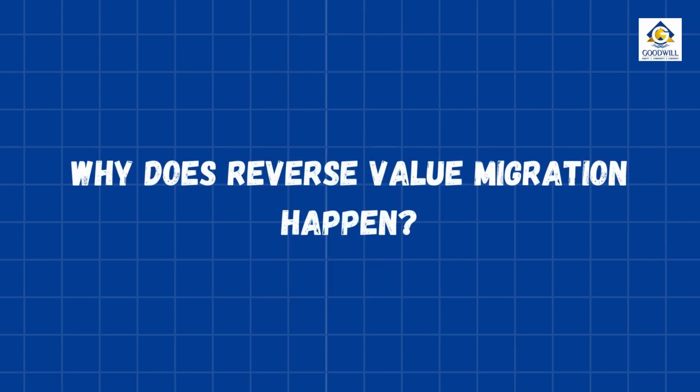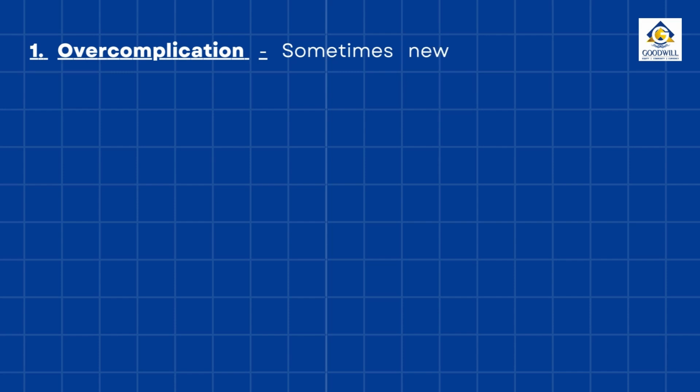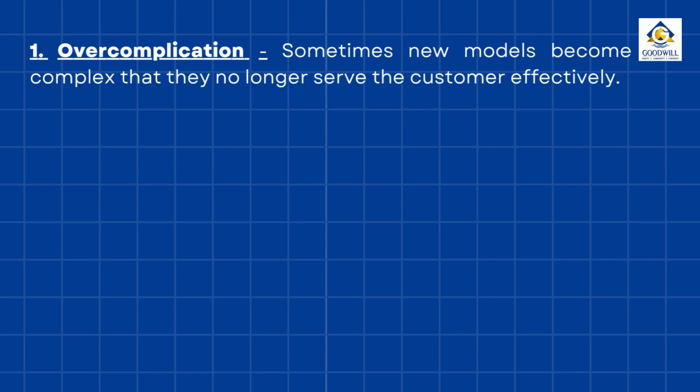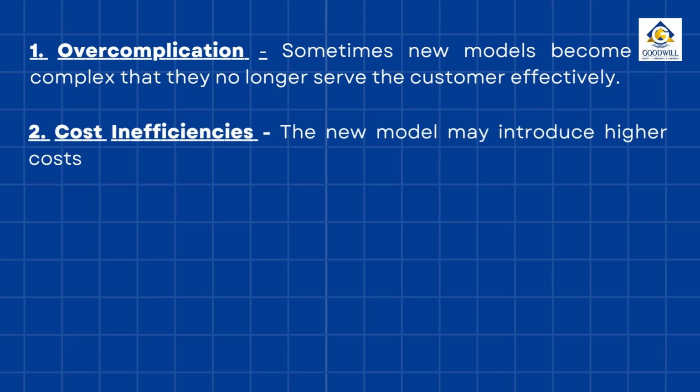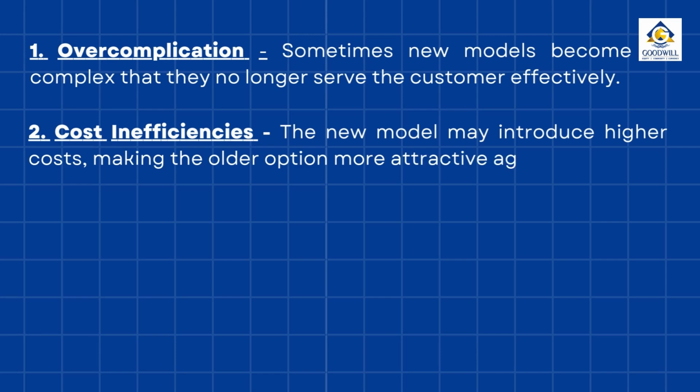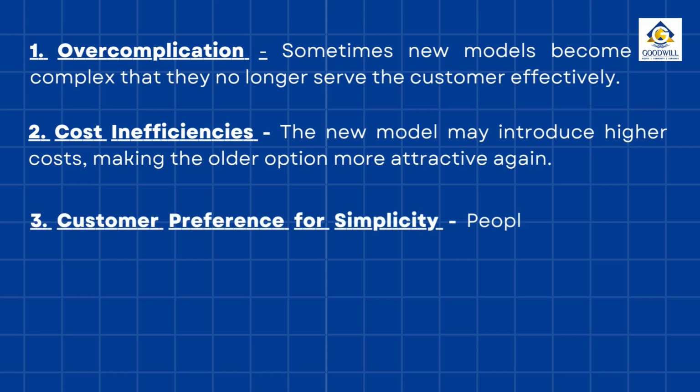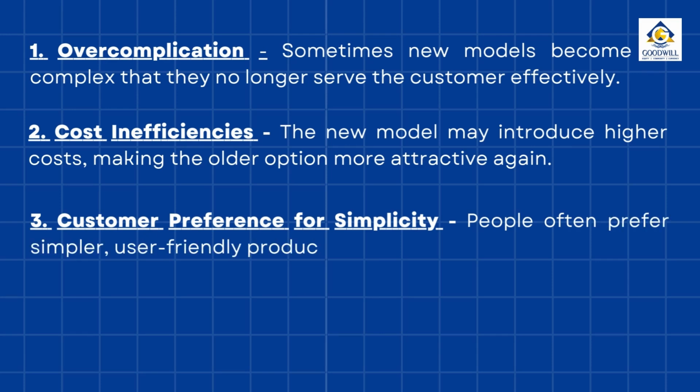Why does reverse value migration happen? 1. Overcomplication. Sometimes new models become so complex that they no longer serve the customer effectively. 2. Cost inefficiencies. The new model may introduce higher costs, making the older option more attractive again. 3. Customer preference for simplicity. People often prefer simpler, user-friendly products that just work.